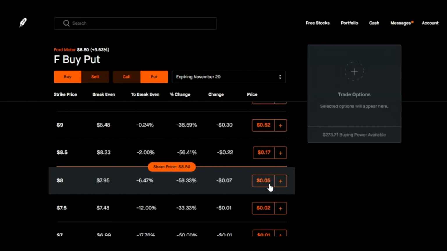So this is how powerful options are, guys. Really straightforward. You want to buy a call if you think the stock is going to go up. You want to buy a put if you think the stock is going down.